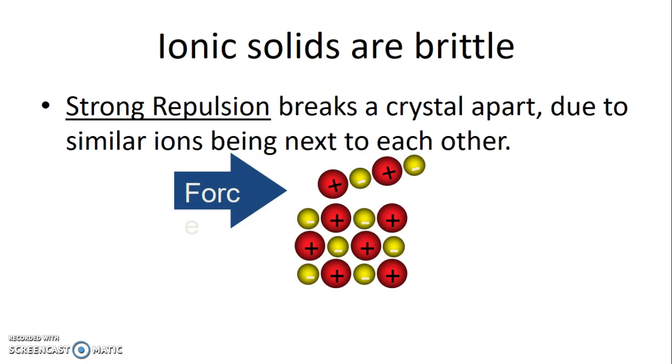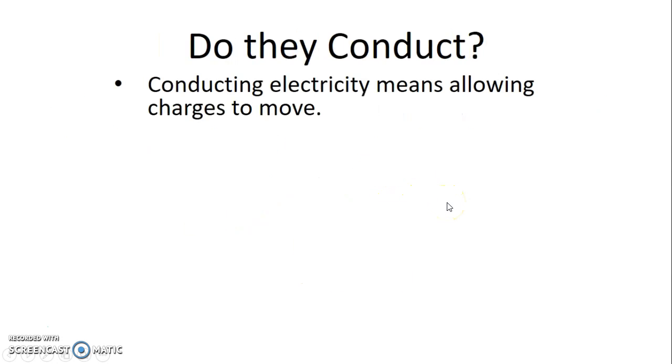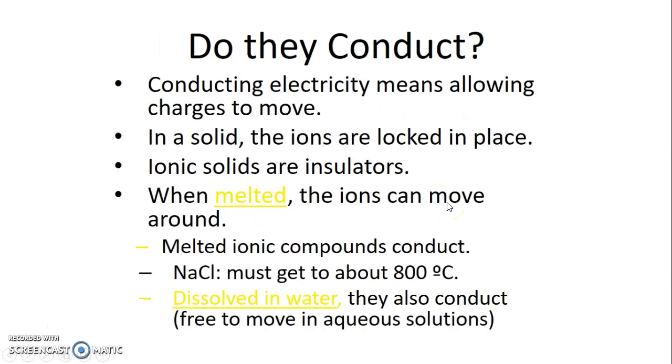It's because it's not only them just collapsing, the ions themselves are repelling and throwing each other apart because of this repulsive force as the positives line up and the negatives line up. That's why it's brittle. Conducting electricity means moving charges from one area to another. That's what conducting electricity means.